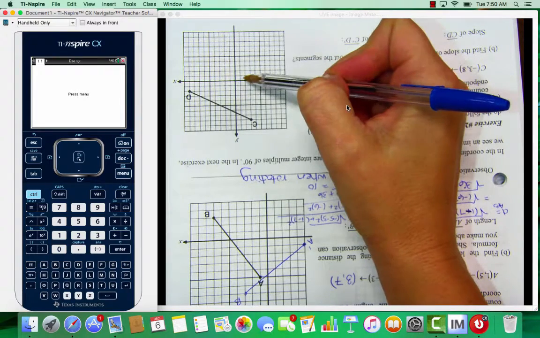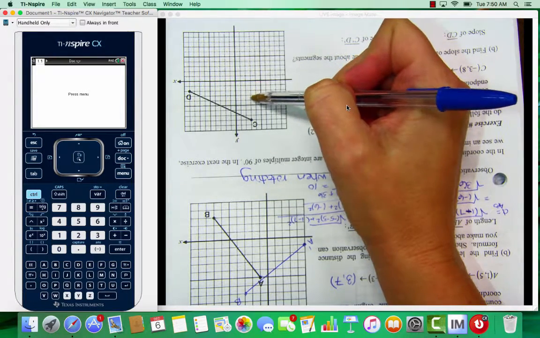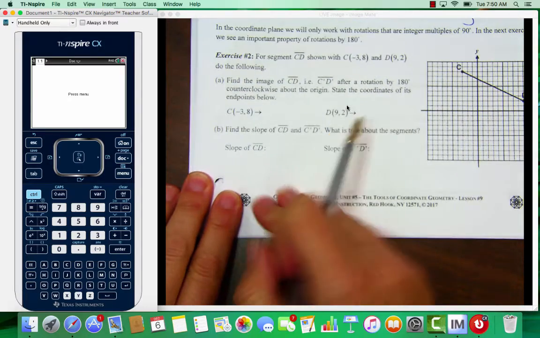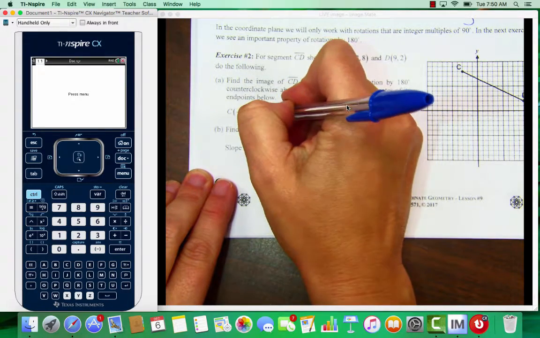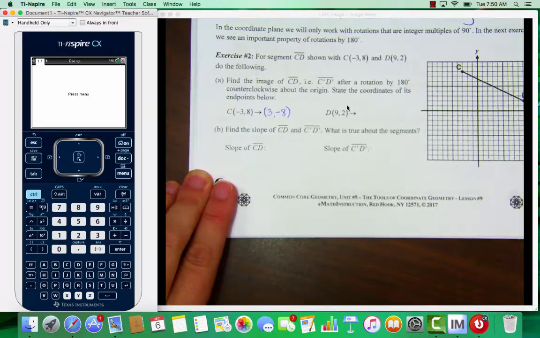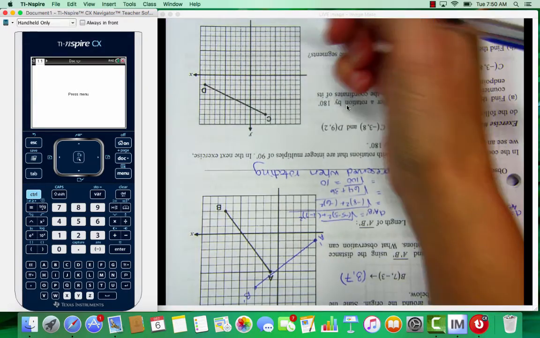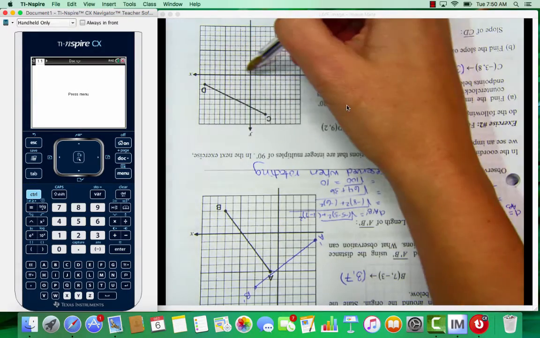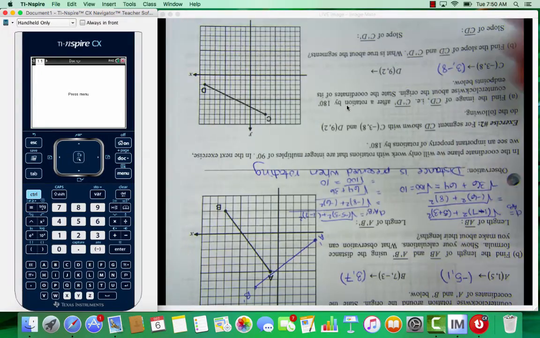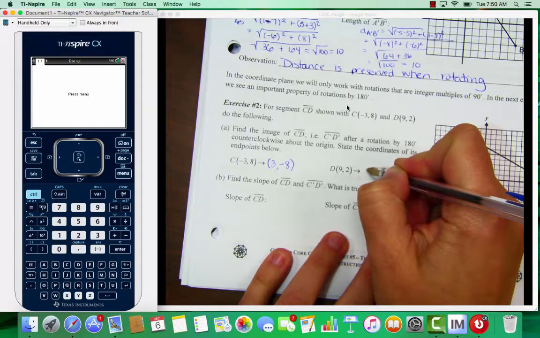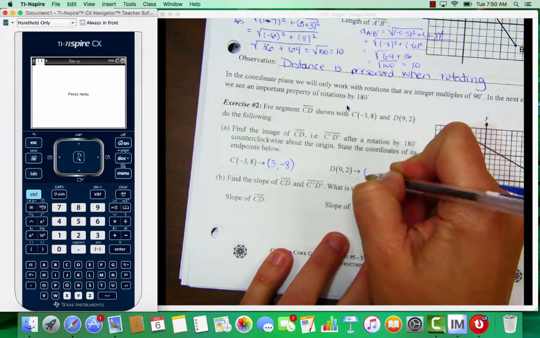So C is at the point 3, -8. So I'm going to turn my paper back around the right way. And C changes to +3, -8. And if I turn my paper completely upside down again, the point D is going to be at -9, -2.